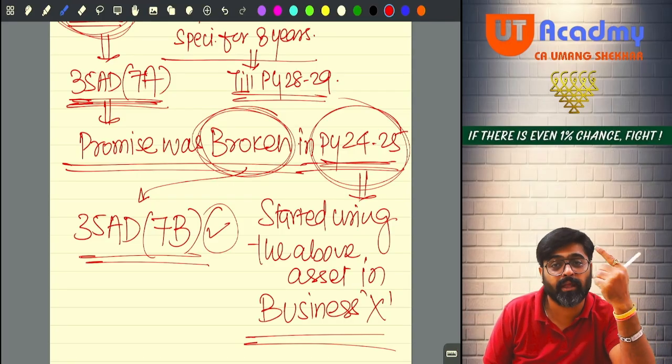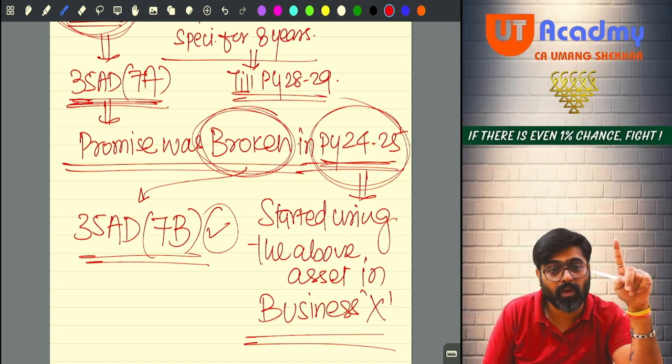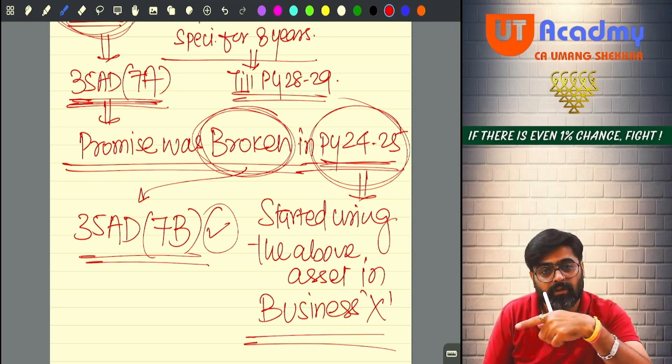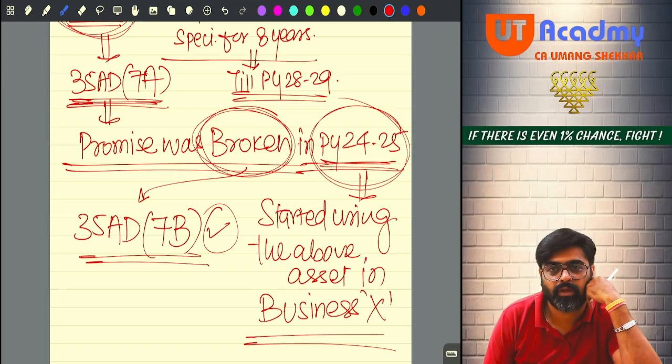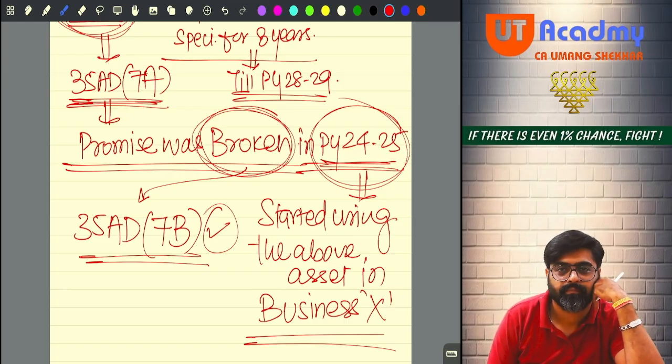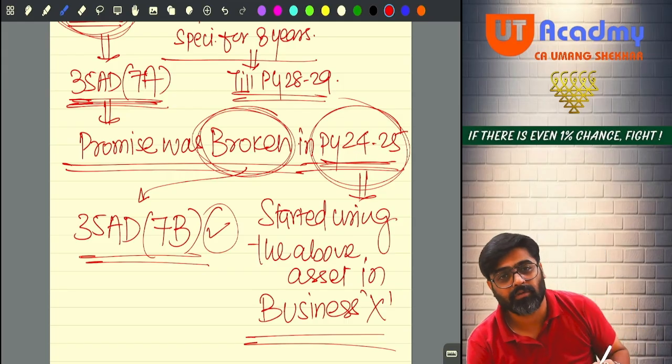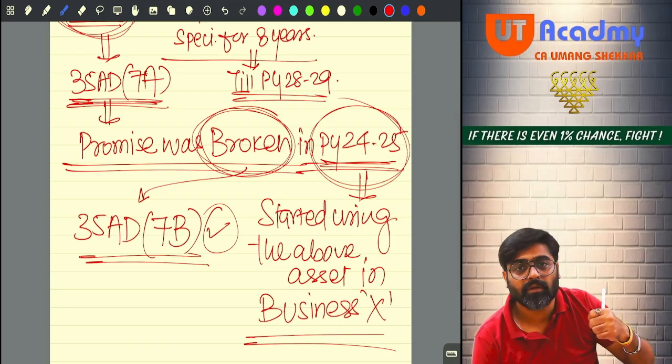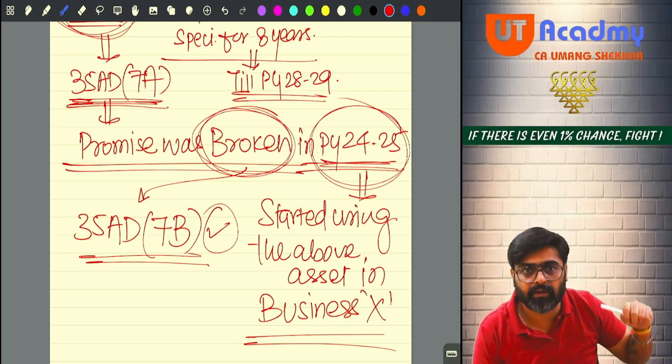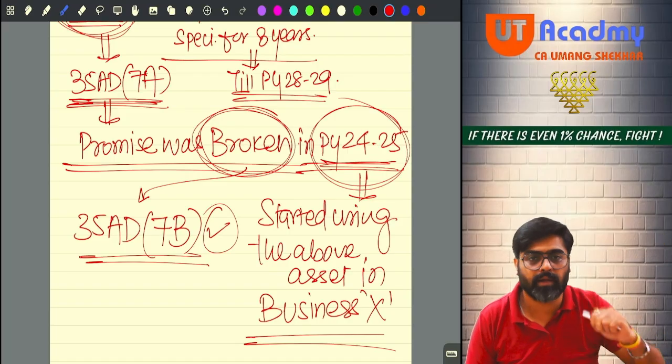7B, B for breaking the promise. So if the promise is broken, 7B will get attracted. Now what 7B says: we told you not to take out this asset from your specified business till 28-29. Why did you take it out?